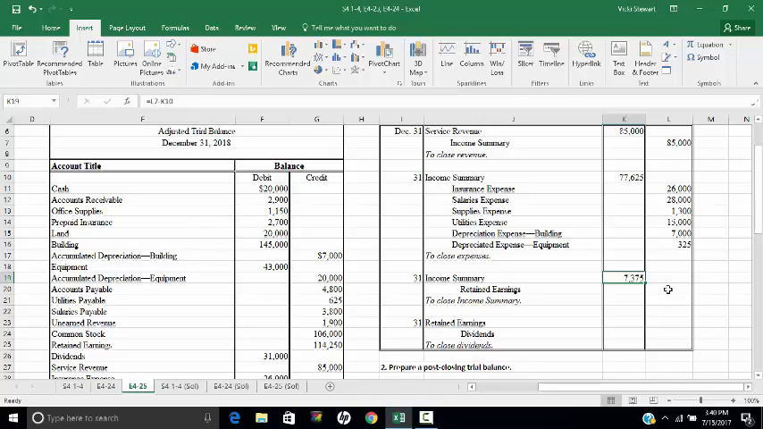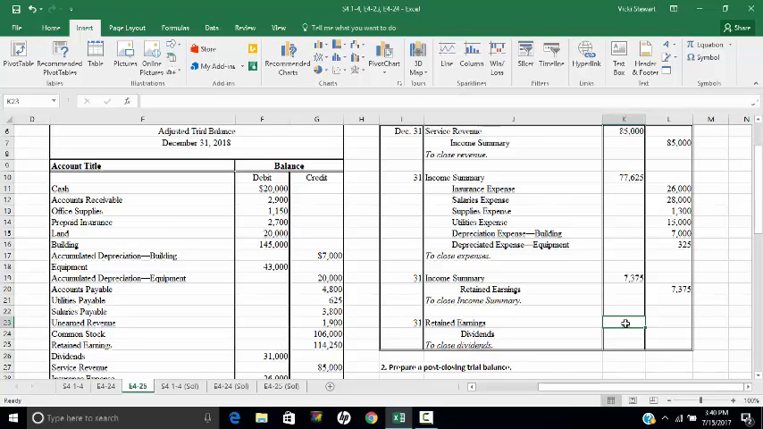When we close income summary, if income summary had a net income and we debit income summary, we credit retained earnings for $7,375 because that is what a net income does. It increases retained earnings. If it were a net loss, we would debit retained earnings and credit income summary, and it would reduce retained earnings.